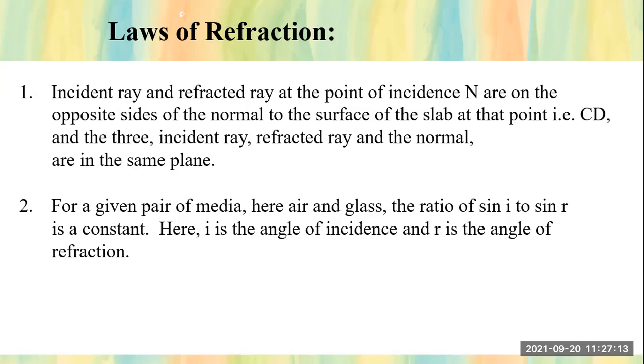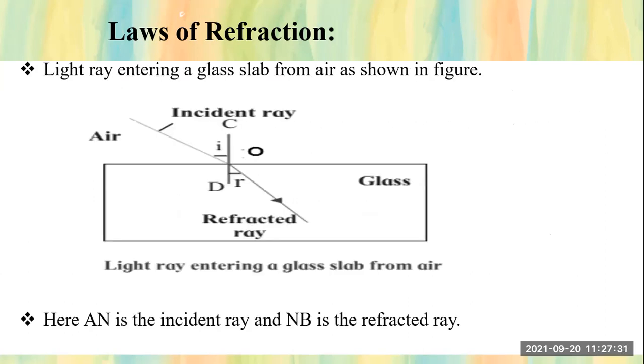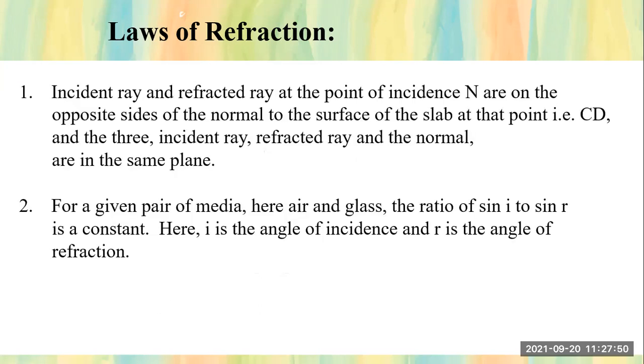See students, I'll make you understand. Step by step we'll see. The incident ray and refracted ray at the point of incidence N are on the opposite sides of the normal. Now see, this is the incident ray, this is the refracted ray, and this CD is the normal, student. So this incident ray is on the opposite side of this refracted ray with respect to this normal. This first line wants to explain that to us.